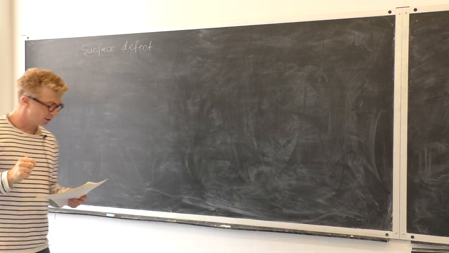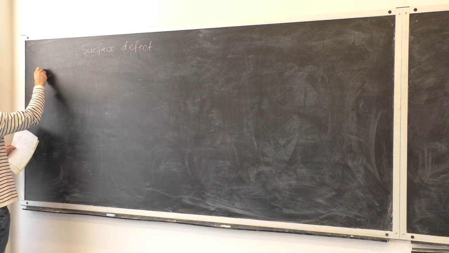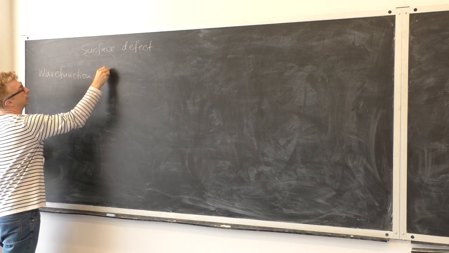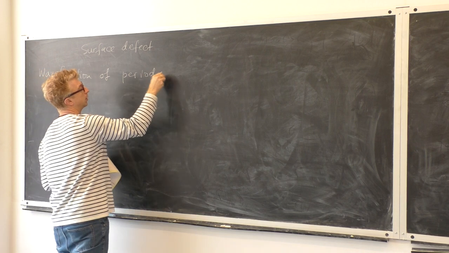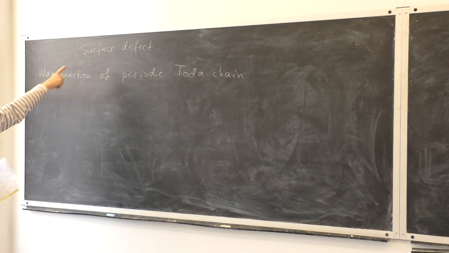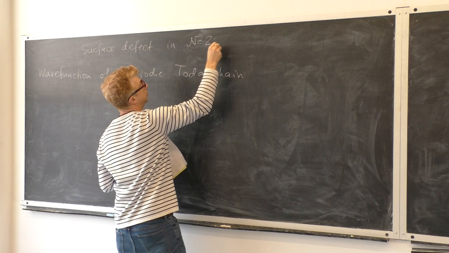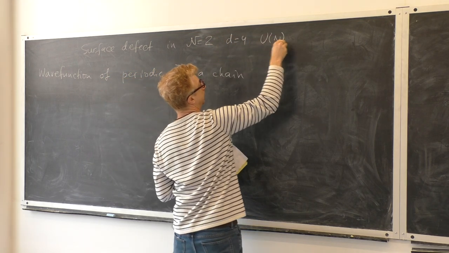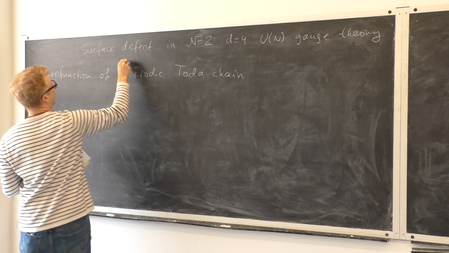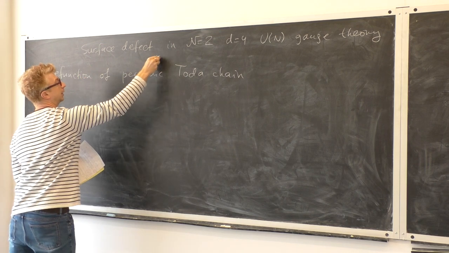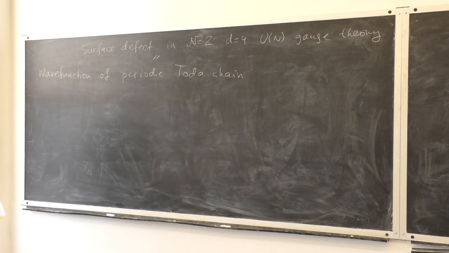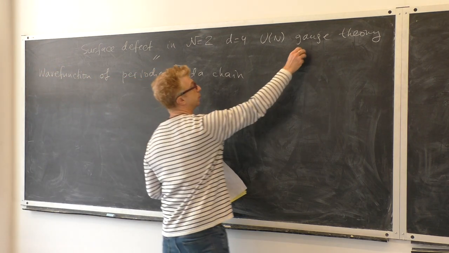Okay. So my goal today is to explain the formula for the wave function of the periodic Toda chain. It is a surface defect in N=2, d=4 U(N) gauge theory. It's a wave function of the periodic Toda chain under certain assumptions.